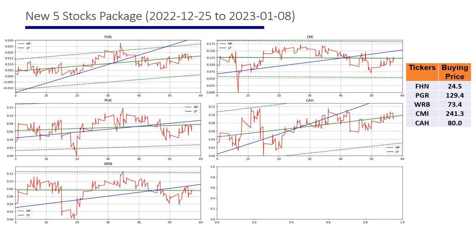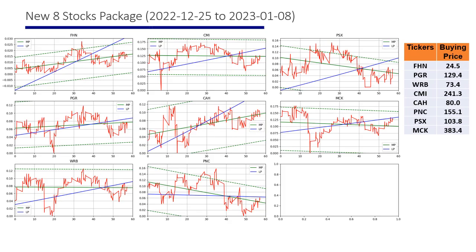Now let's check the new package for the next 2 weeks. I will first show the 5 stocks package and then the 8 stocks package. This is the 5 stocks package, which has been selected with this technical analysis and machine learning tool for a duration of 2 weeks. These are the tickers of the stocks in this package, and these are the prices. Buying price means the market close price on Friday afternoon. And as usual, here you can see the normalized price changes during the last 60 days for each stock.